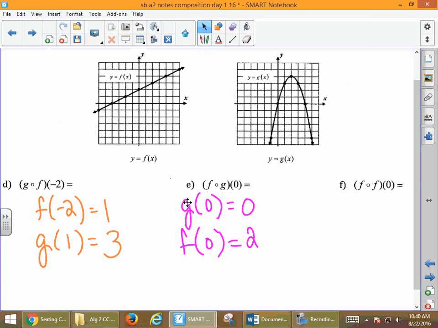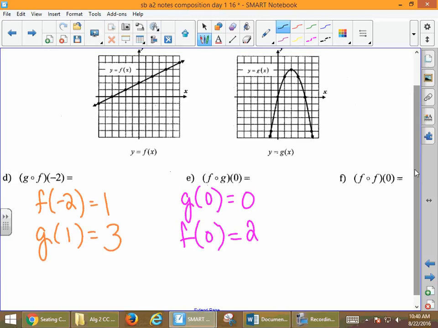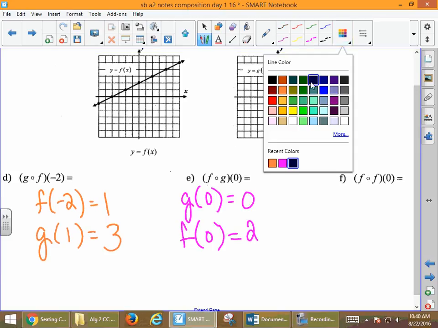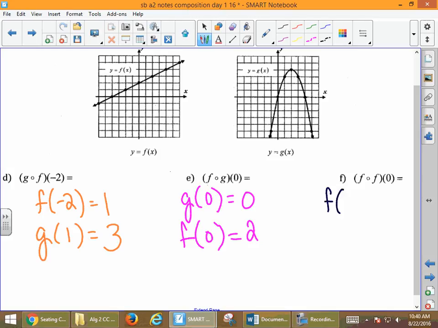And to finish, f of f of 0. Again, we can use the same graph more than once. F of 0 is 2. We actually just did that one as well. So that value of 2, it was the output, now it's the input. F of 2 gives us 3.